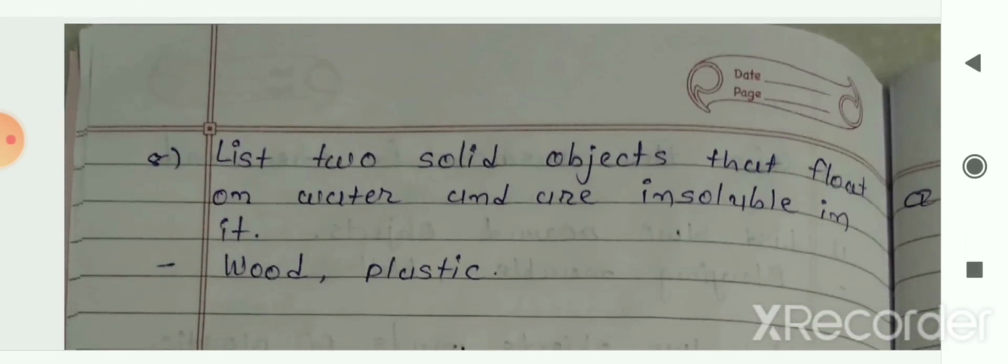Now next is number 8, list two solid objects that float on water and are insoluble in it. So the two solid objects that float on water and that are insoluble, or do not mix with water, are wood and plastic. So the answer is wood and plastic.